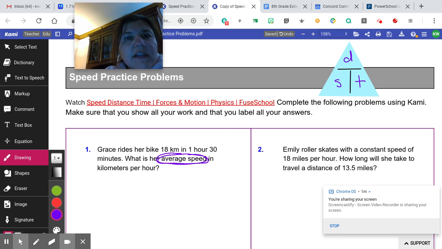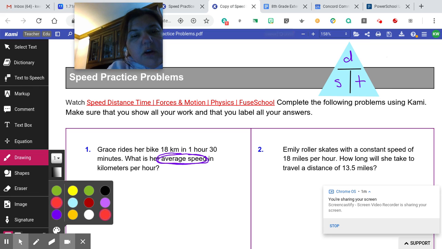Okay, now the second thing we need to do is find information that we already know in the problem. So Grace rides her bike 18 kilometers. Well, that's something we know. I'm going to go ahead and box 18 kilometers because 18 kilometers is a distance. And then it says in 1 hour, 30 minutes. Okay, that's another piece of information that we already know.